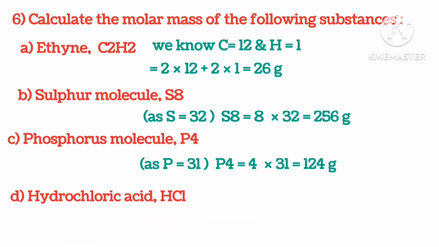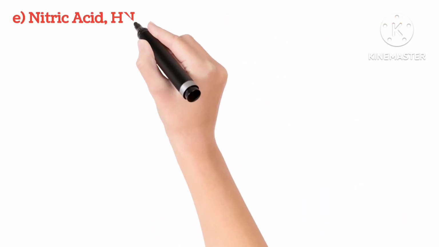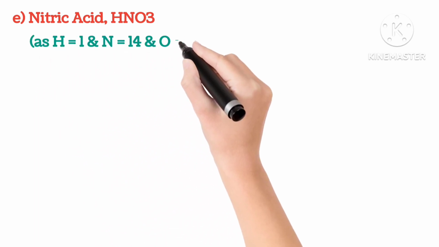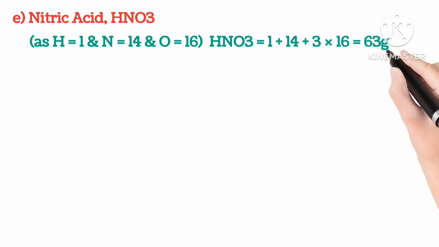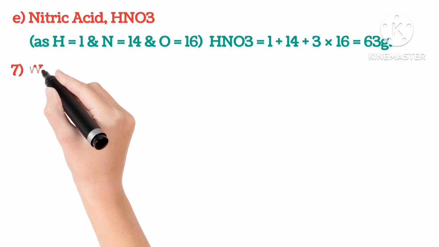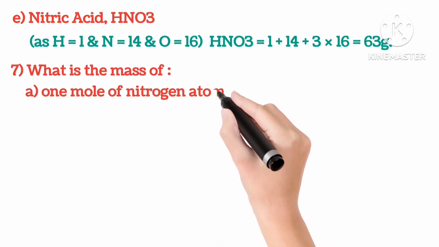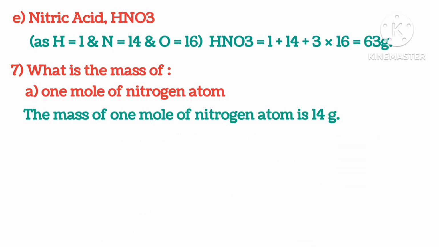For hydrogen chloride, mass of H is 1, Cl is 35.5. Putting the values, we get hydrogen chloride 36.5 grams mass. For nitric acid, we know H is equal to 1, N is 14, O is 16. So putting down the values, we get nitric acid mass is 63 grams. What is the mass of 1 mole of nitrogen atom? The mass of 1 mole of nitrogen atom is 14 grams.